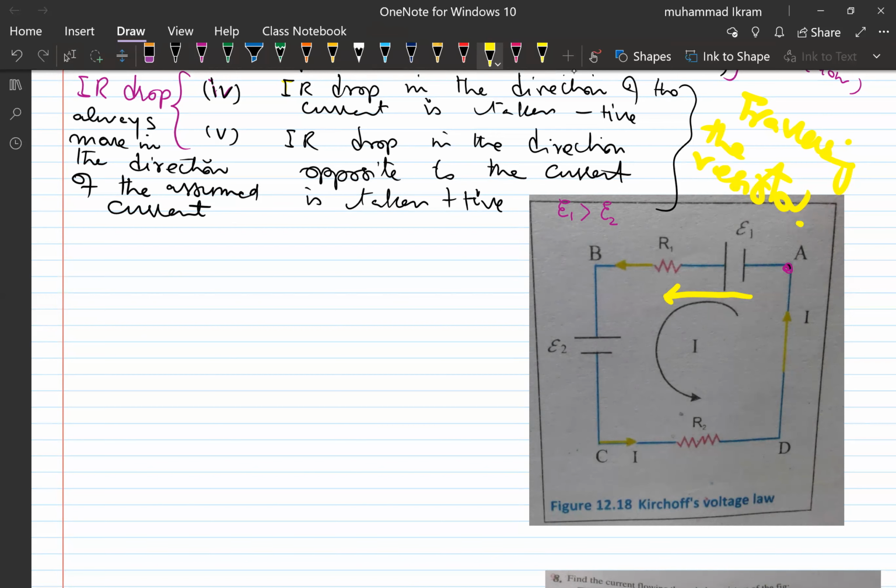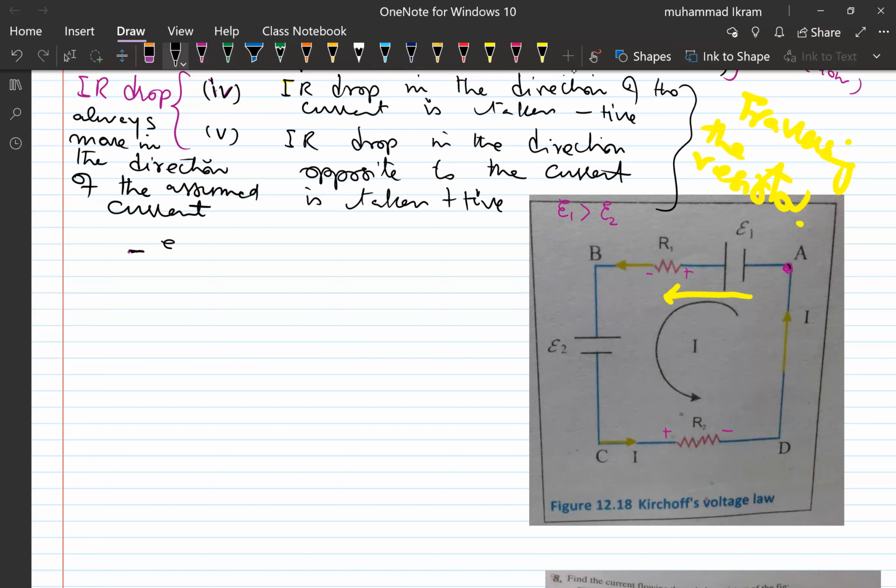This is the source E2. Let me mark it like this. This will be positive, it will be taken positive, and it will be negative in the direction of the current. Similarly, this will be positive and this negative, as the charges move in this direction from the point of higher potential towards the point of lower potential. Now, as the charges move in this way, first of all we have the source E1 here. When I move from point A, from the point of lower potential to the point of higher potential, the EMF source will be taken as negative.